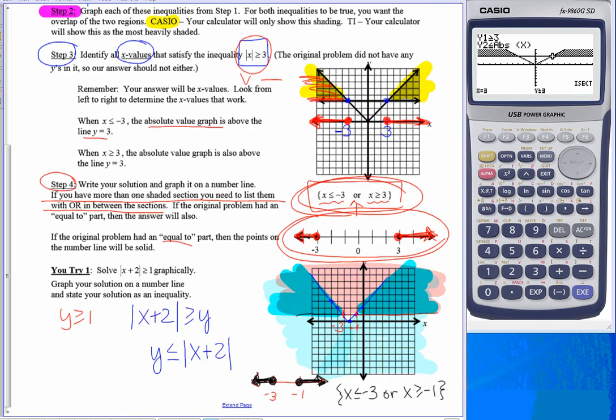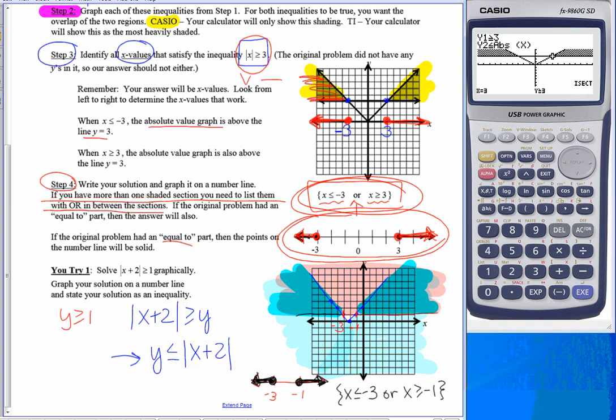All right, here's the solution to number 1. I graphed left side as y is greater than or equal to 1 when I replace the left side. I replaced the right side, and then when I switched my inequalities, I got y was less than or equal to the absolute value of x plus 2.